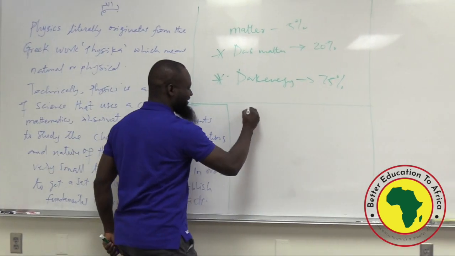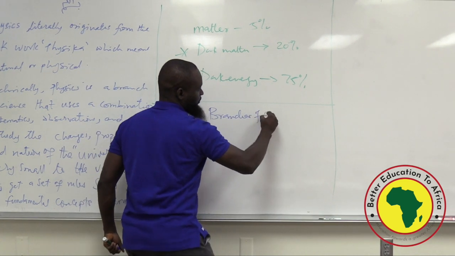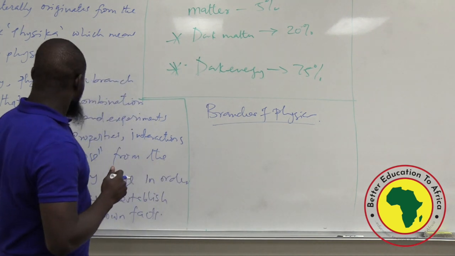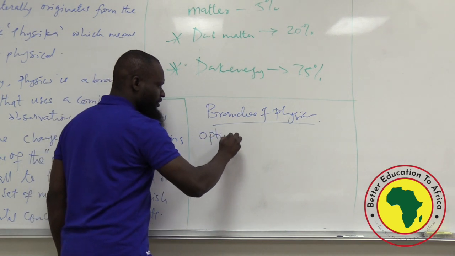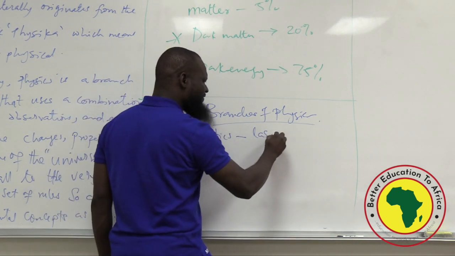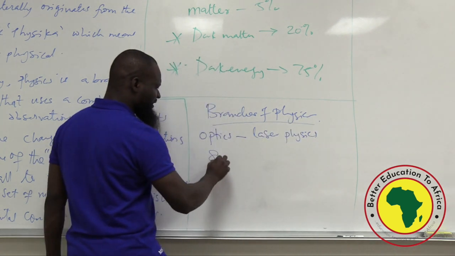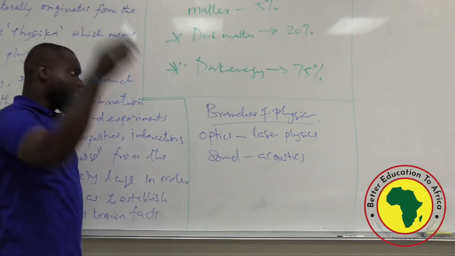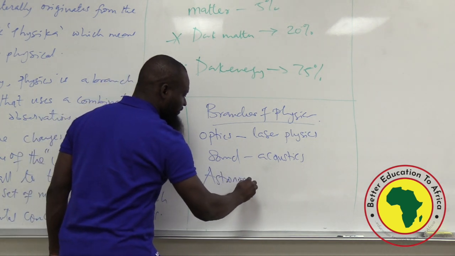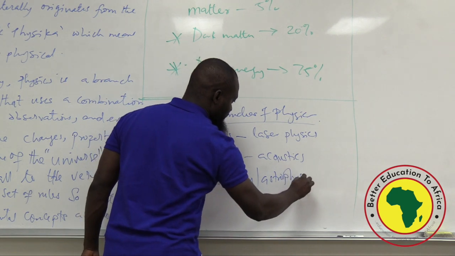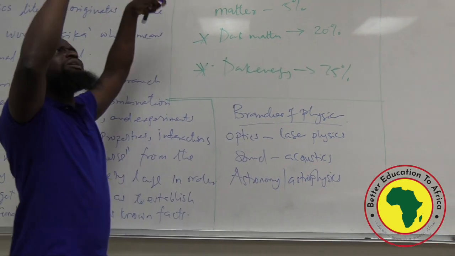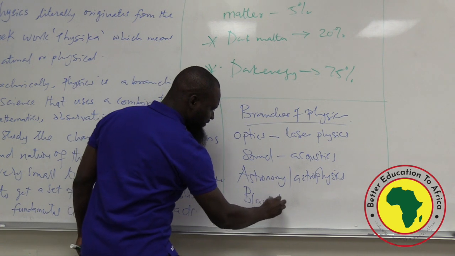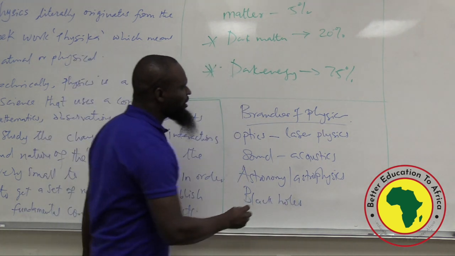Okay. Branches of physics. We have optics. Those who deal with light, they study light, they use lasers, so we have laser physics in optics. Some people study sound, acoustics, okay? Then we have those who study astrophysics, astronomy and astrophysics. They study the planets and the dynamics of the planets, of the outer space, okay? Those who study black hole physics, okay? Those who study quantum physics.